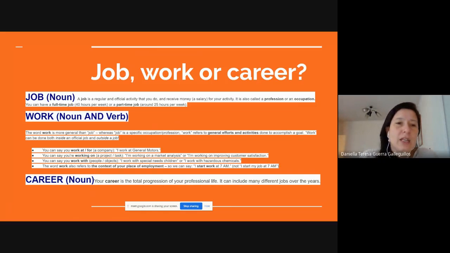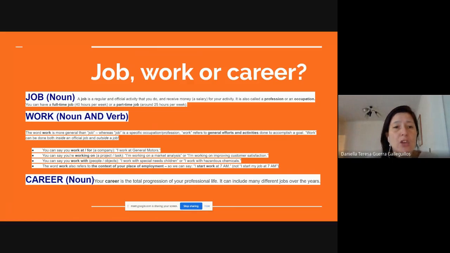So, work can work as a noun and as a verb. The word work is more general than job. It's not as specific. When you talk about your job, you talk about your specific occupation, while when you talk about work, it's more of a general noun. Work refers to general efforts and activities done to accomplish a goal. Work can be done both inside an official job and outside a job.